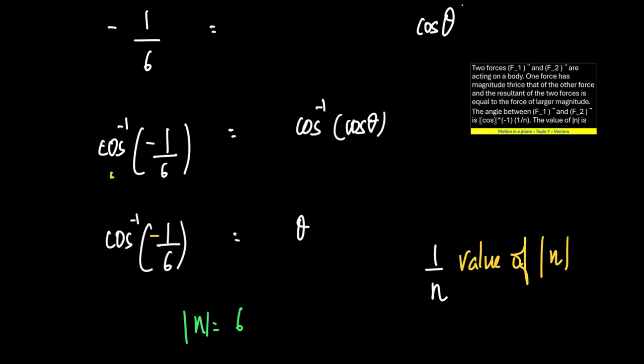Therefore, theta is equal to cos inverse of minus 1 by 6. Now, given in the question that the angle between vectors F1 and F2 is cos inverse of minus 1 by n, the value of magnitude of n will be equal to, since it is magnitude, 6.